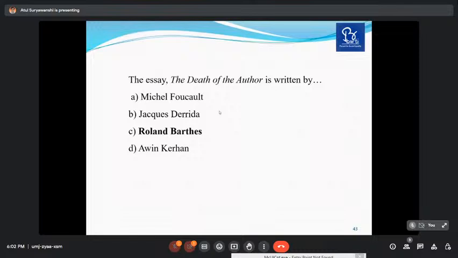And it is at the cost of the birth of the reader. The readers, they decide the standard of the book. And this theory has been illustrated in the book Death of the Author, written by Roland Barthes.